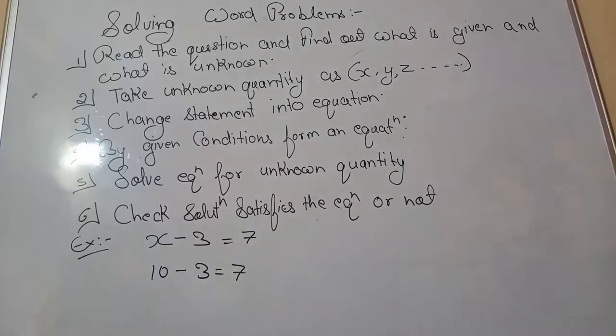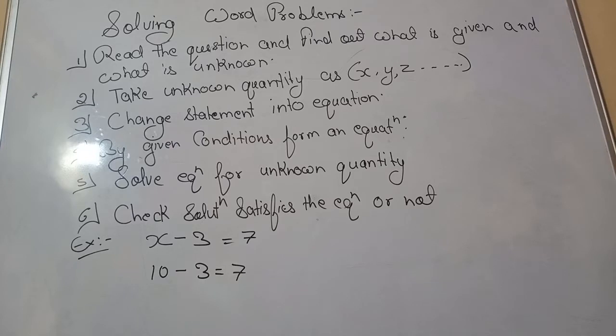Hello students, today we are going to discuss how to solve given word problems for linear equations. The first step: read the question and find out what is given and what is unknown. It means suppose a question is given in the form of a word statement, then you have to find out what is given in the question and what is unknown, which you have to find.